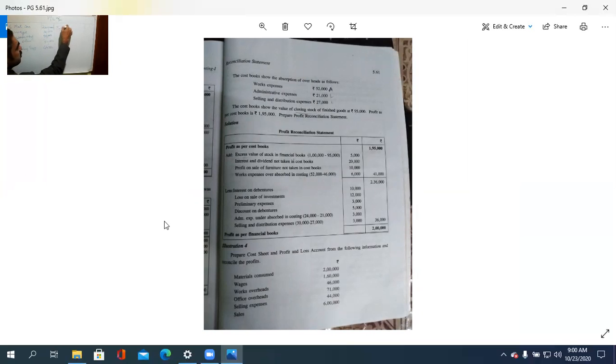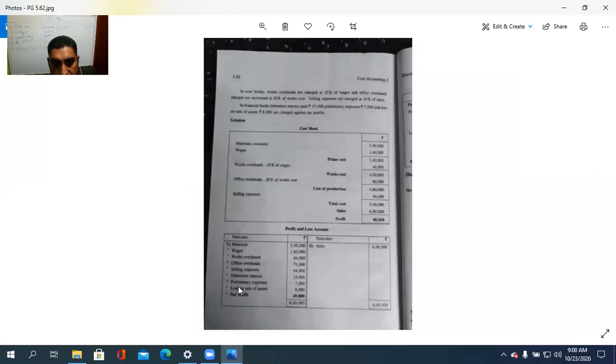By sales, 6 lakh. Okay. Then if there is any other item with regard to this, see, selling expenses, then sales is, then what is there? Financial books, debenture interest paid is 15,000.